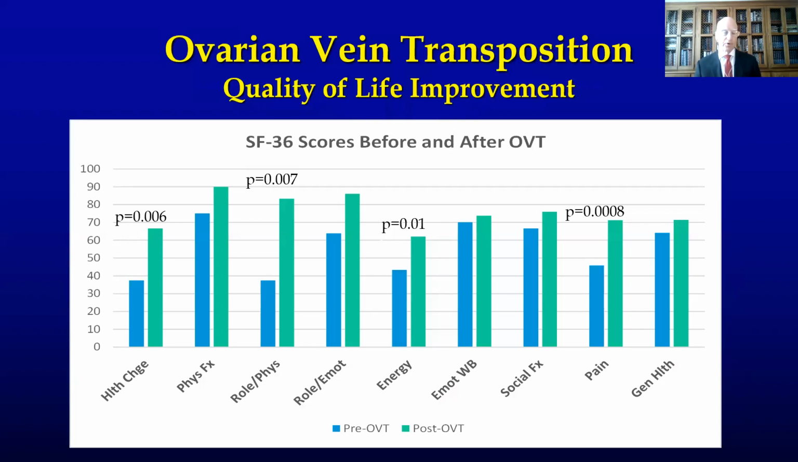As you compare pre and postoperative scores, one can see that the transposition of the left ovarian vein to the left iliac vein leads to an overall improvement in quality of life. There was improvement in all domains of the SF-36. Overall health change, role limitations due to physical disabilities, overall energy levels, and pain levels were significantly improved with p-values of less than or equal to 0.01.